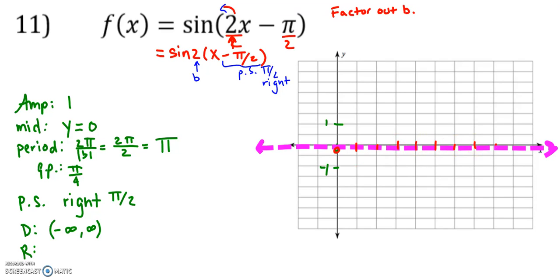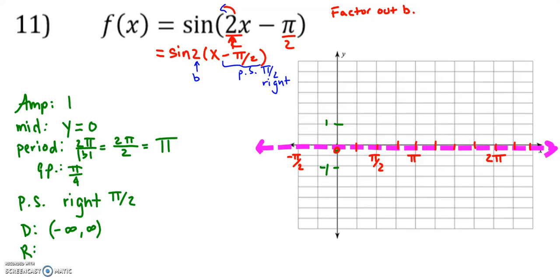If I mark these up, if I go 1, 2, 3, 4, I'll be at pi. 1, 2, 3, 4, I'll be at 2 pi. And this is negative pi over 2, pi over 2. So this might be helpful to figure out how I'm moving. I know that every one of these tick marks is pi over 4, and that's my quarter period.